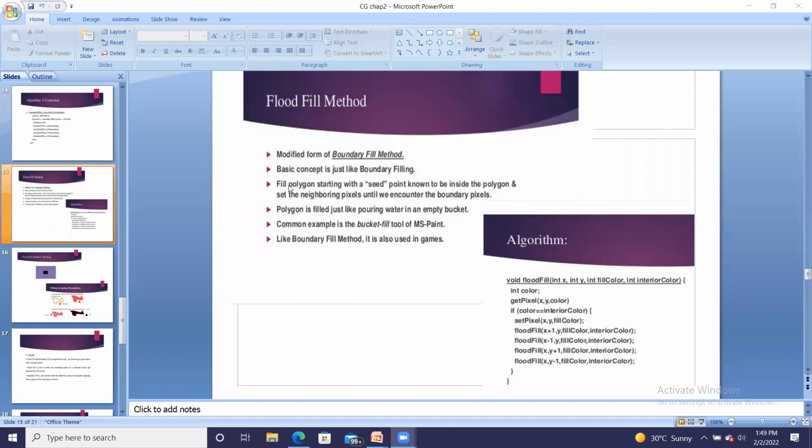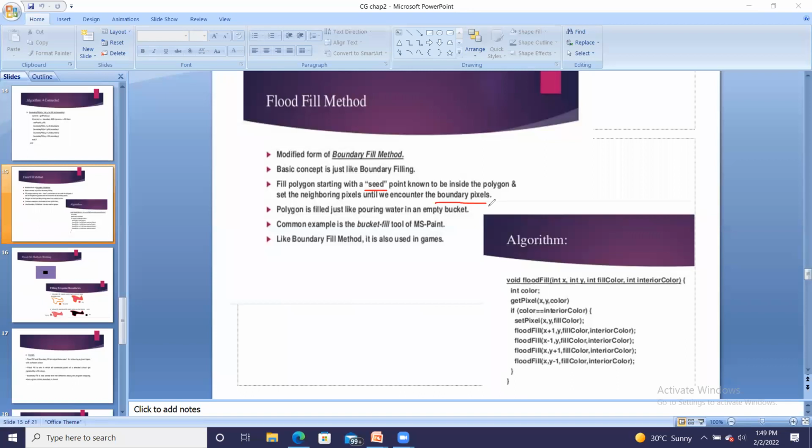So here the polygon fill starts with a seed point known to be interior and sets the neighboring pixels until we encounter the boundary pixel. So here what it will do is, we will consider the seed point only. We will consider the interior point, and then we go on coloring the points till we get the boundary pixel.